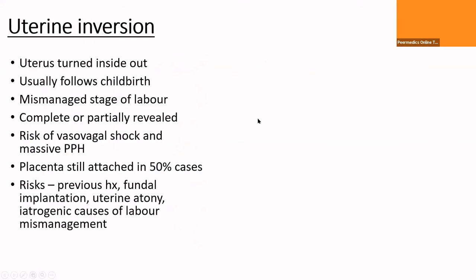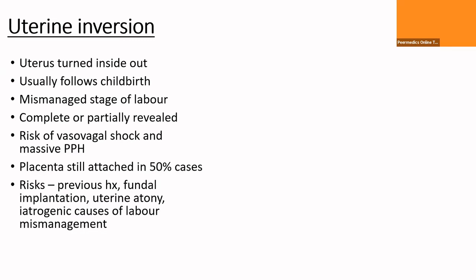Uterine inversion. Not that any of these don't already sound nasty, but this is where the uterus turns inside out following childbirth. It's very rare, and it generally is due to mismanaged stages of labour. For instance, cord traction applied to an atonic uterus that then can't support itself and basically falls in on itself. You can have a completely revealed or partially revealed inverted uterus, so some of the uterus will remain inside the vagina. It can lead to vasovagal shock and massive postpartum hemorrhage from uterine atony.